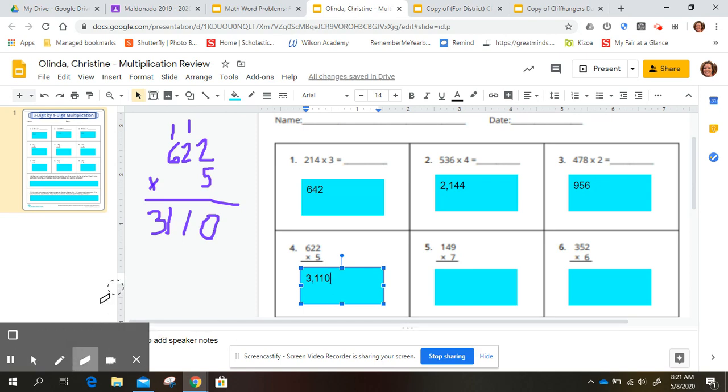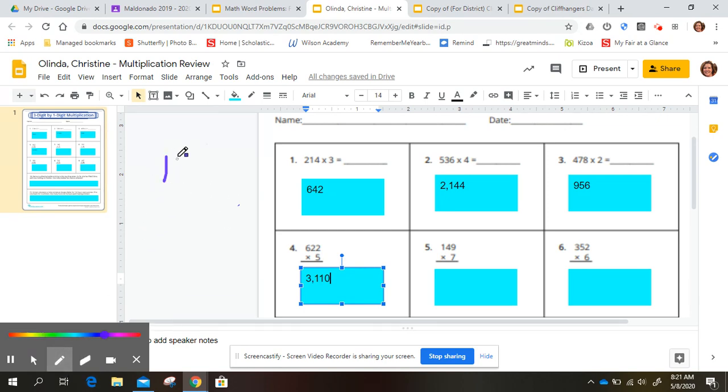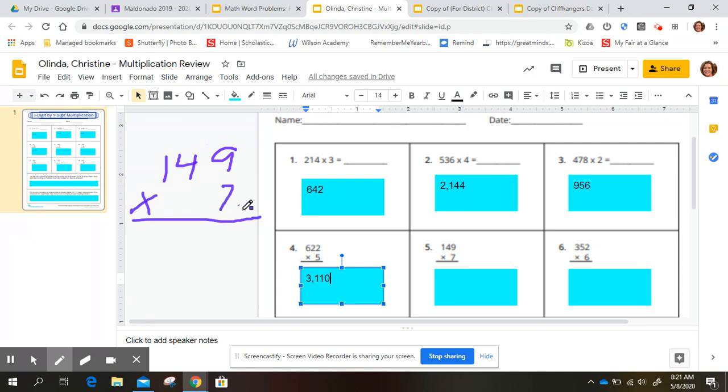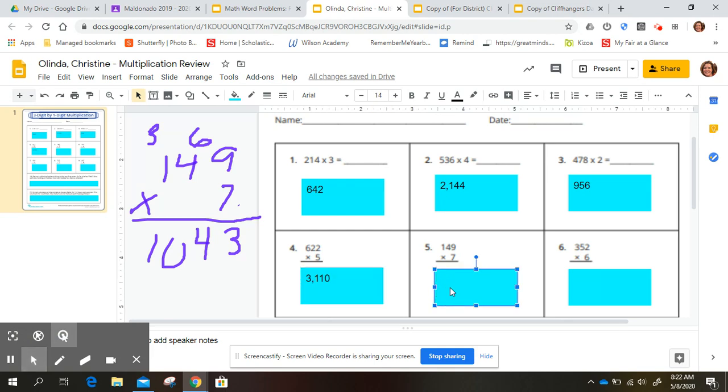Number 5. The question says 149 times 7. So I have 149 times 7. Remember, it's always important to put the bigger number on top. So I do 7 times 9, and that's 63. And then I'll do 7 times 4, and that's 28. And then you have to add 6 more. So usually you just count on. So you say 28, 29, 30, 31, 32, 33, 34. So I'll put 34. 7 times 1 is 7. And then 3 more you can count on. 7, 8, 9, 10. And I write 10. And so my answer is 1,043.